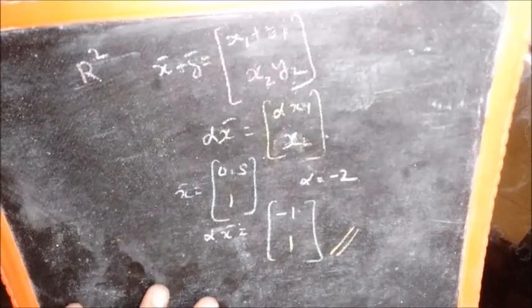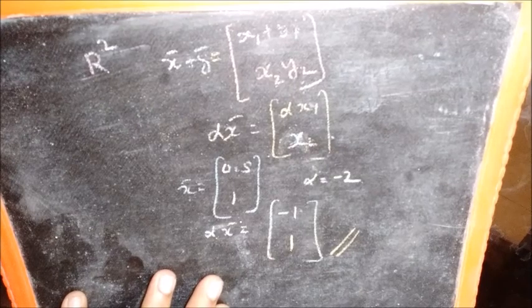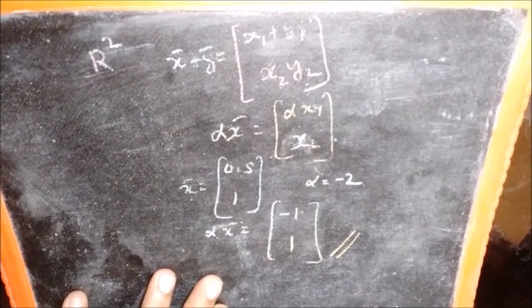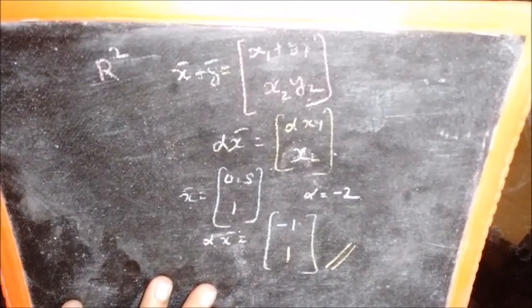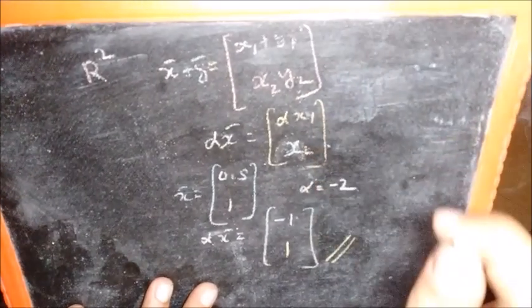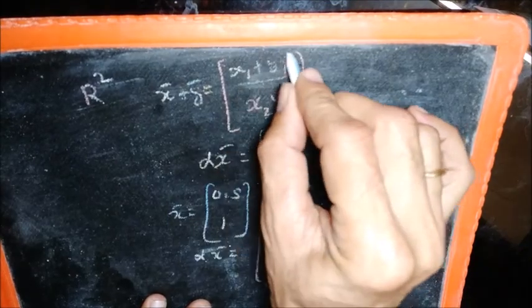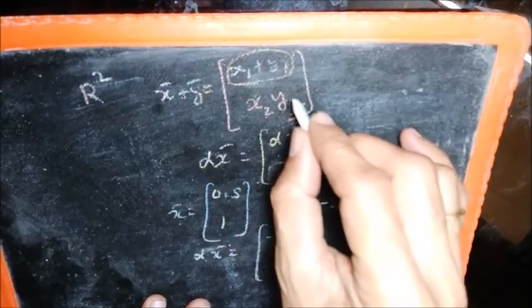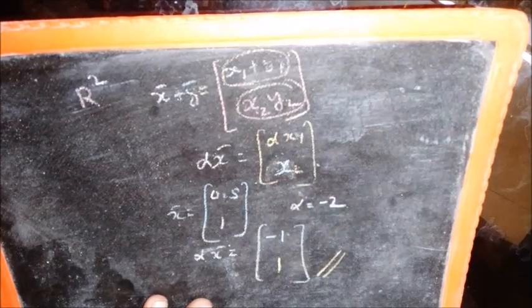Now what we see is that one property can be straight away confirmed. We can see that the set of real vectors in 2D space, if we define vector addition and scalar multiplication like this, satisfies the closure property, because x1 plus y1 will be a real number as x1 and y1 are real, and the product x2 into y2 will also be a real number because x2 and y2 are real.